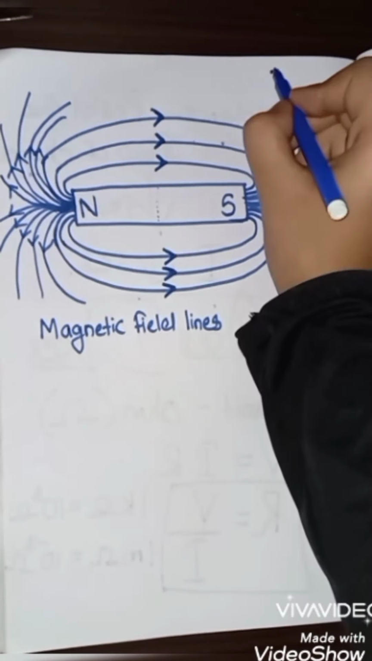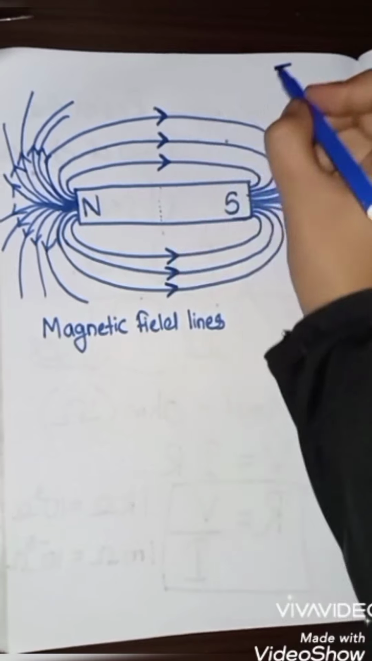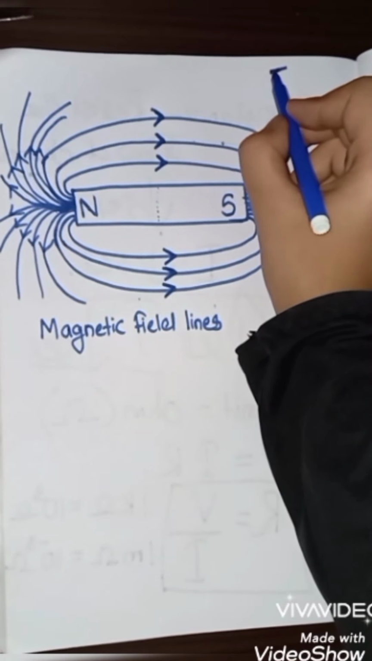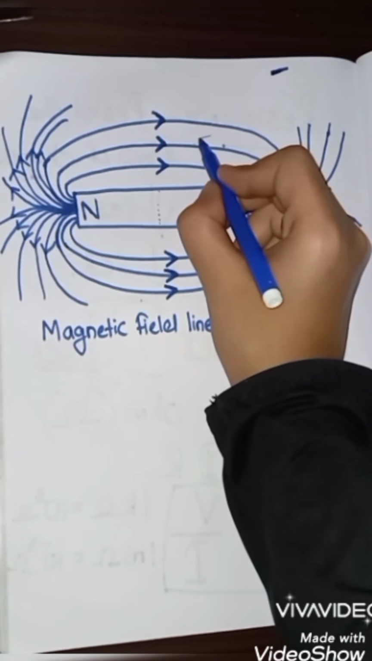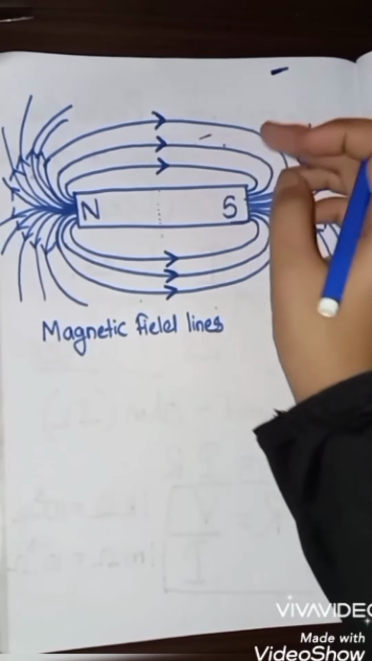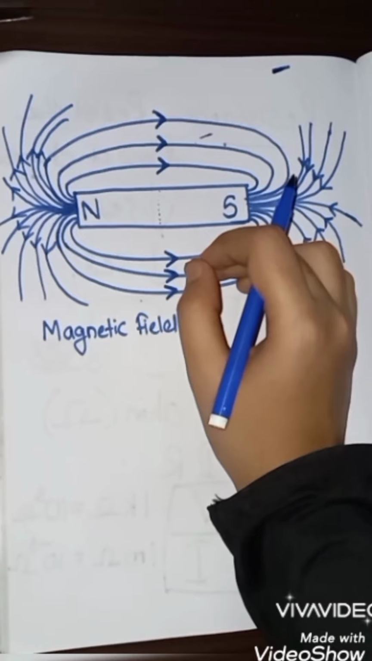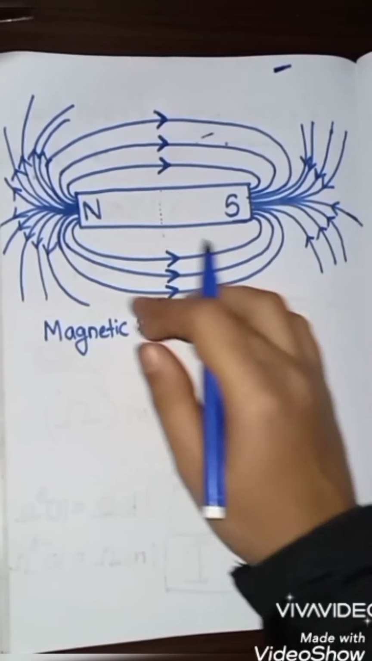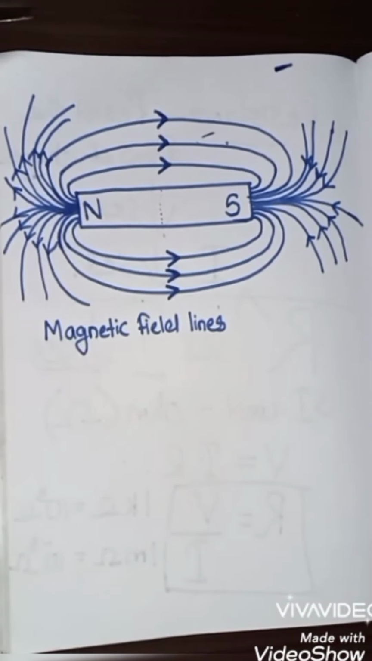When I place an iron piece here, it is not attracted. It does not experience any force of the magnet. And when I place this iron piece here, it will experience a force of the magnet, because it is inside the magnetic field, or under the magnetic field. So, the magnetic field is represented by the magnetic field lines.